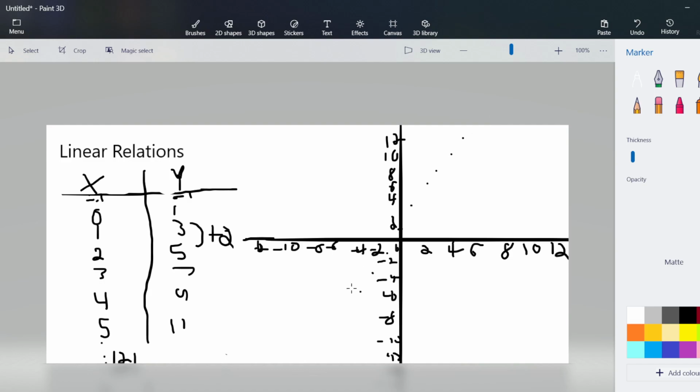So now what we can do is connect the dots. Sorry about my drawing. Okay, let me just redo it. That's fine. Okay, so this is our line. Now, this is the representation of this pattern and the equation we made. Now, I'm going to show you how you can get the equation from the graph itself.